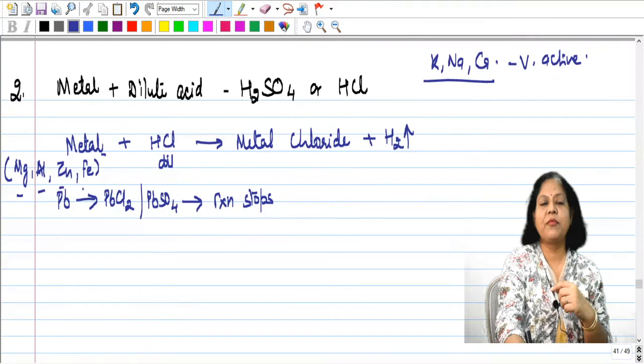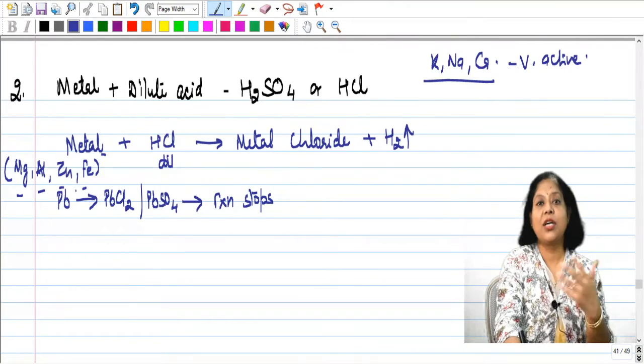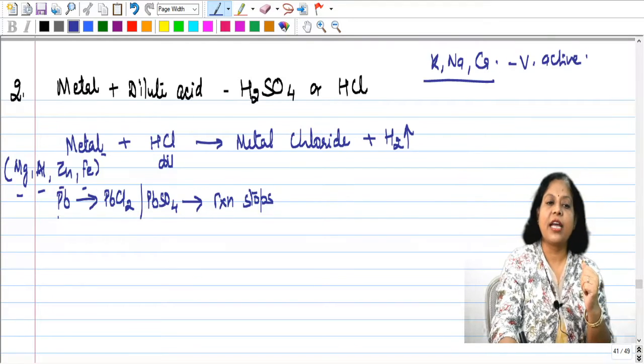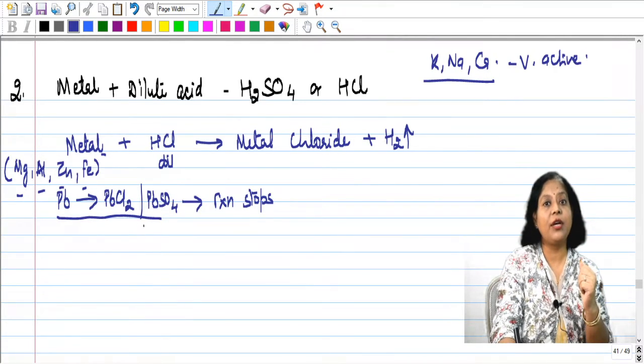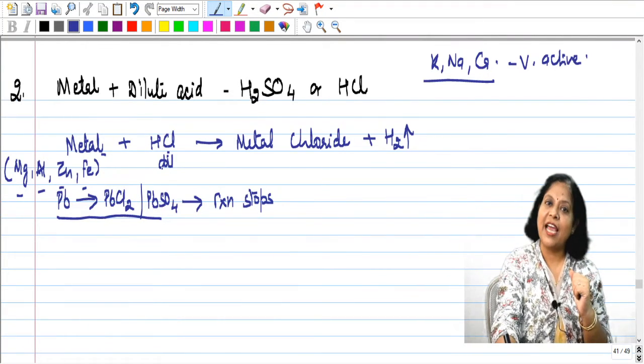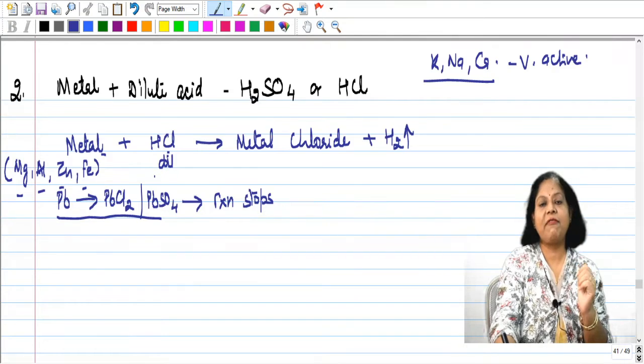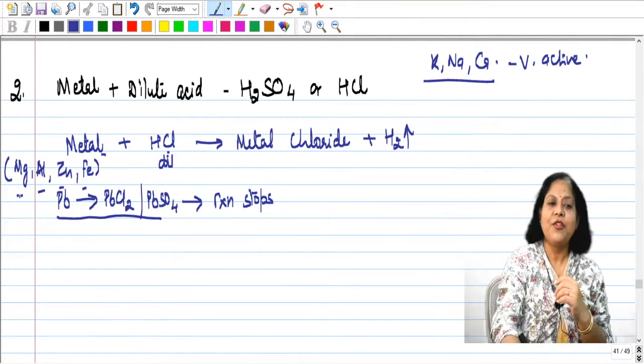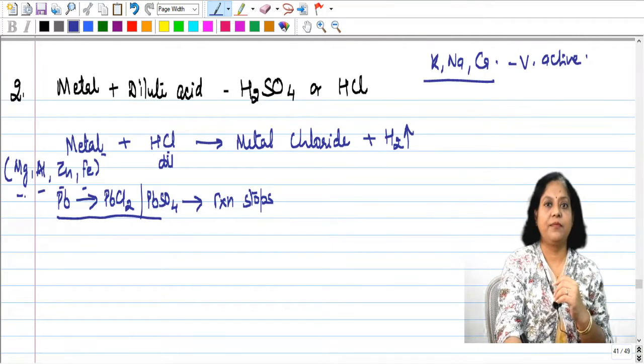Magnesium, aluminium, zinc, iron. Again we don't take lead. Why don't we take lead? Because lead is going to form lead chloride if we have taken hydrochloric acid, or lead sulfate, and again it will form a layer and the reaction will stop. So these are the metals which we take for hydrogen preparation.